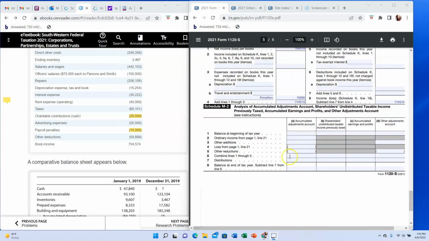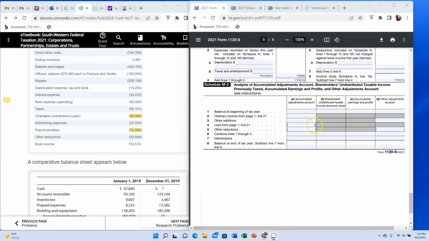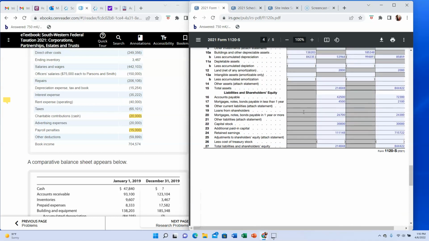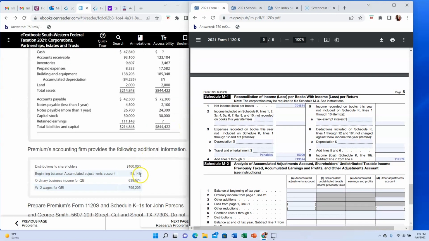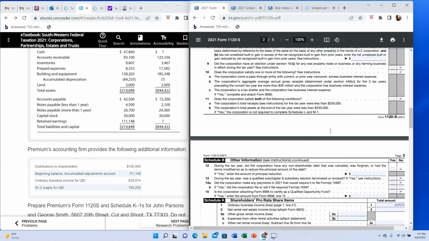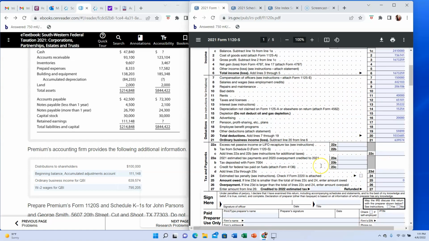All right, then we need to reconcile. Basically, we're reconciling retained earnings, the accumulated adjustments account. So at the beginning of the year, they had 111,148. It's also over here, 111,148. Their ordinary income is the number that we calculated, not at the top, but on the first page, the 639,574.